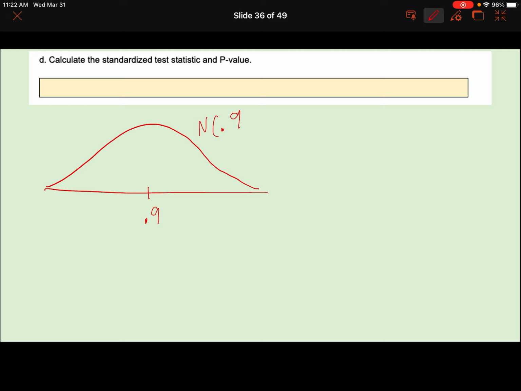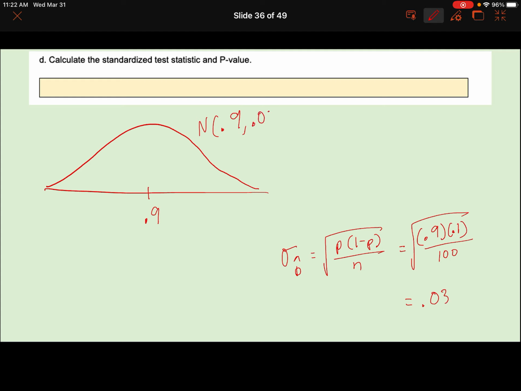In order to find our standard deviation, we have to use the standard deviation formula, which is in your notes from today. I'll put it here as well. It's going to be the square root of p times 1 minus p, all over n. The value we're going to use for p is 0.9, so I have to use 0.1 here, all divided by 100. When you solve that, you get 0.03. So we have our mean and our standard deviation identified.